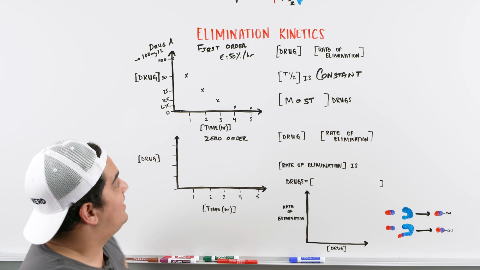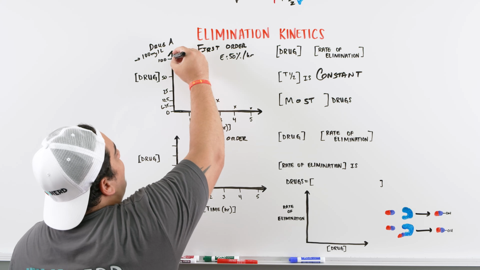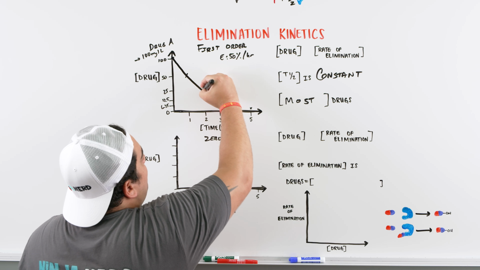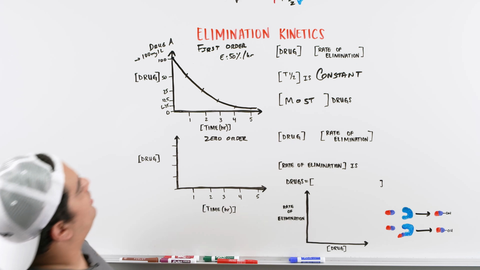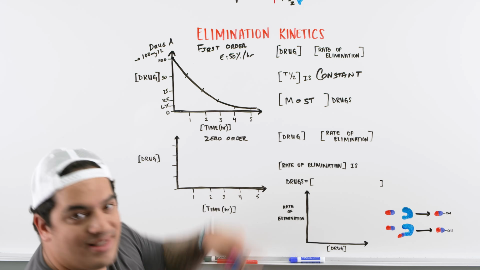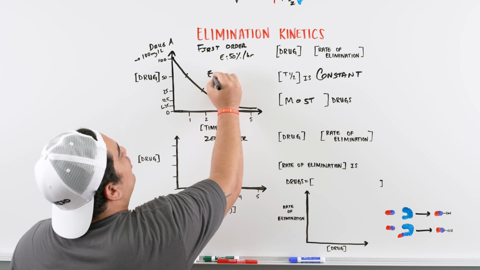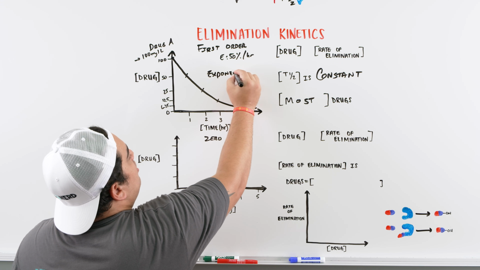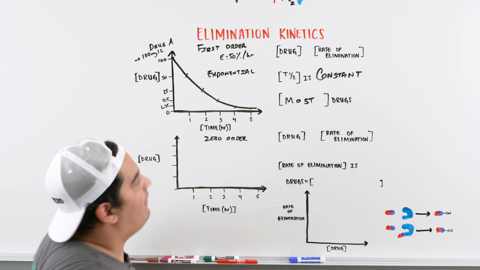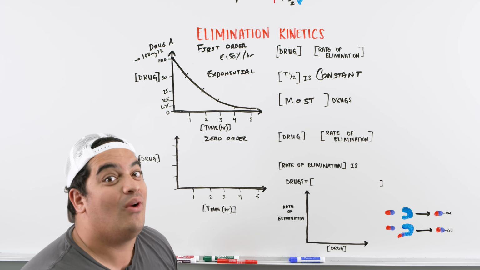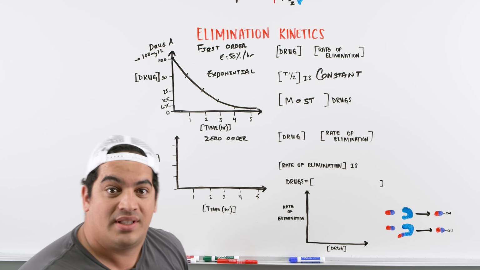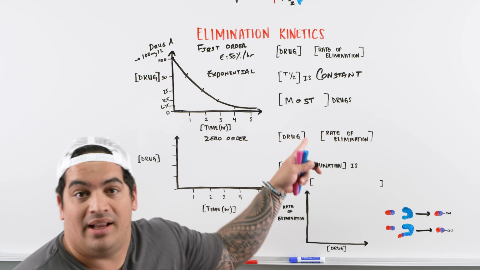All right, so if I look at this graph, what I notice is that it moves in a very interesting fashion. You see how it comes down like this? This is what's called an exponential graph, an exponential curve. Sometimes you may be given a graph and asked, this drug is operating under what type of enzymatic kinetics? You would say first order, because it's an exponential graph.